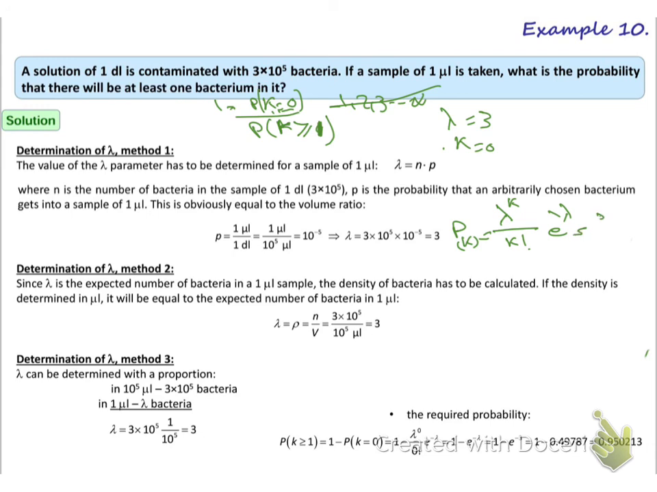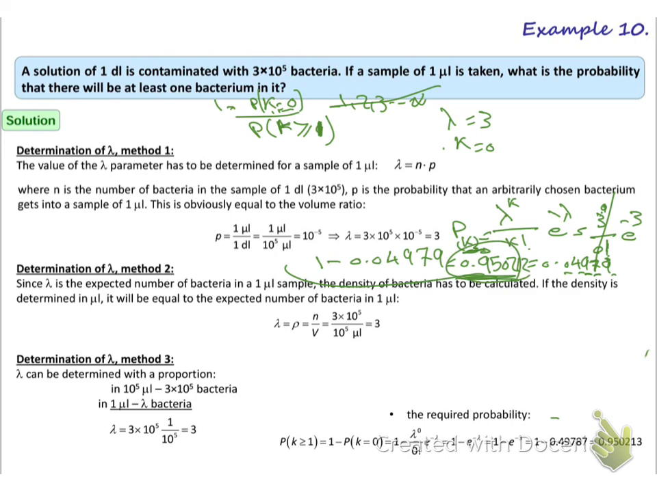Lambda equals 3 and k equals 0, divided by k factorial, times e to the power minus 3. So 0 factorial means 1, and 1 divided by 1 equals 1. So it will be e to the power minus 3, which equals 0.04979. This is the probability of k equals 0. I want the reverse, so it will be 1 minus 0.04979, which equals 0.9502. This will be my answer.